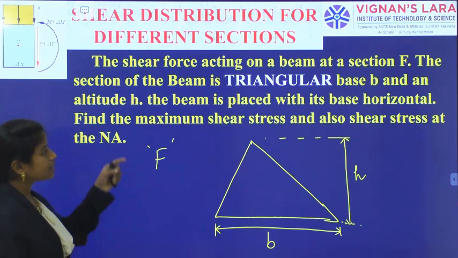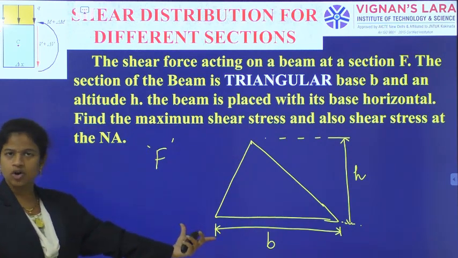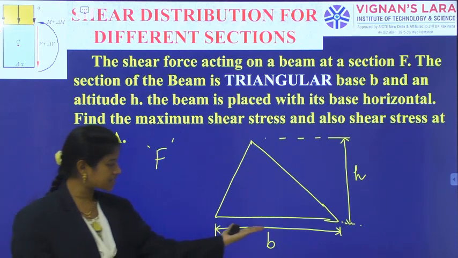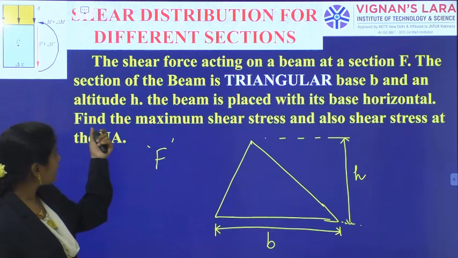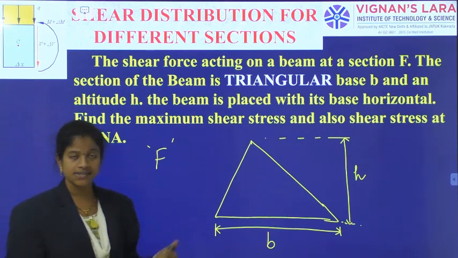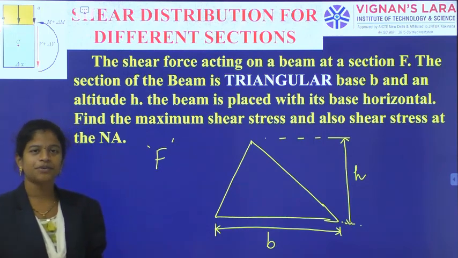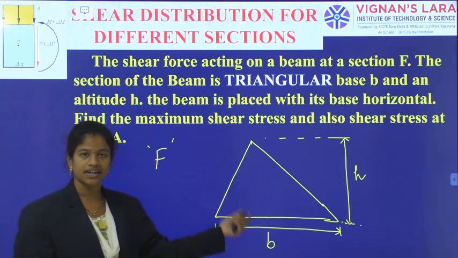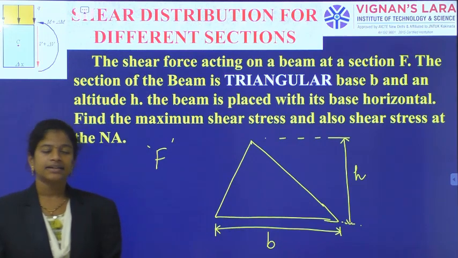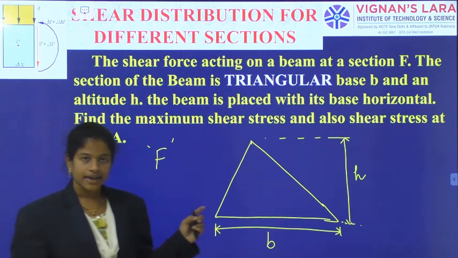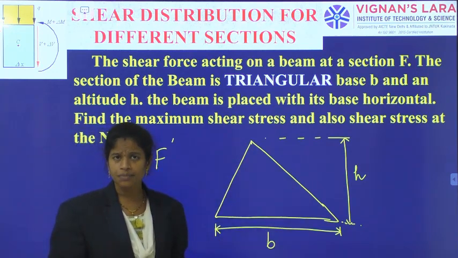Okay, now the beam is placed with its base horizontal. Yes, I have placed this base as horizontal, on the horizontal plane. And find the maximum shear stress and also the shear stress distribution. Like the previous conditions, here also they are asking us to generate the shear stress distribution diagram for the triangular section. Like we already mentioned, the section may not be symmetrical.